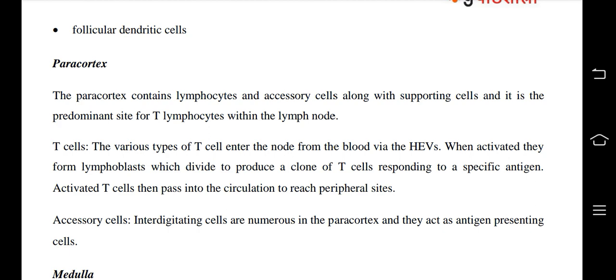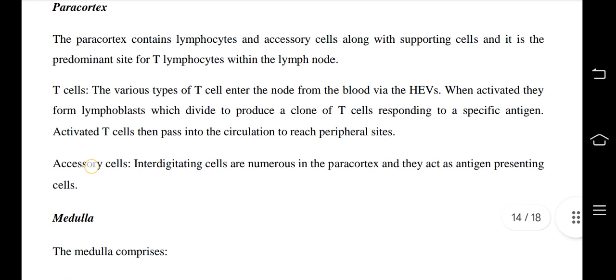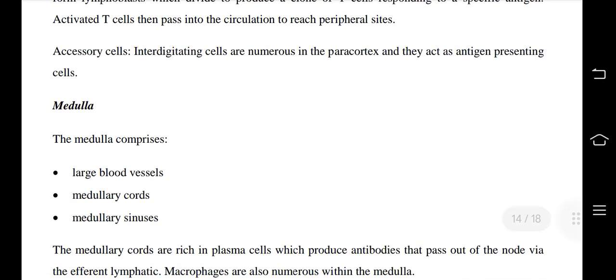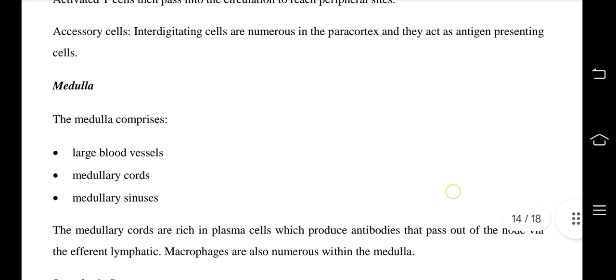Then paracortex. The paracortex contains lymphocytes and accessory cells along with supporting cells, and it is the predominant site for T lymphocytes within the lymph node. T cells: the various types of T cell enter the node from the blood via the HEV. Then when activated, they form lymphoblasts which divide to produce a clone of T cells responding to specific antigen. Activated T cells then pass into the circulation to reach peripheral sites. Accessory cells: interdigitating cells are numerous in the paracortex and they act as antigen presenting cells.